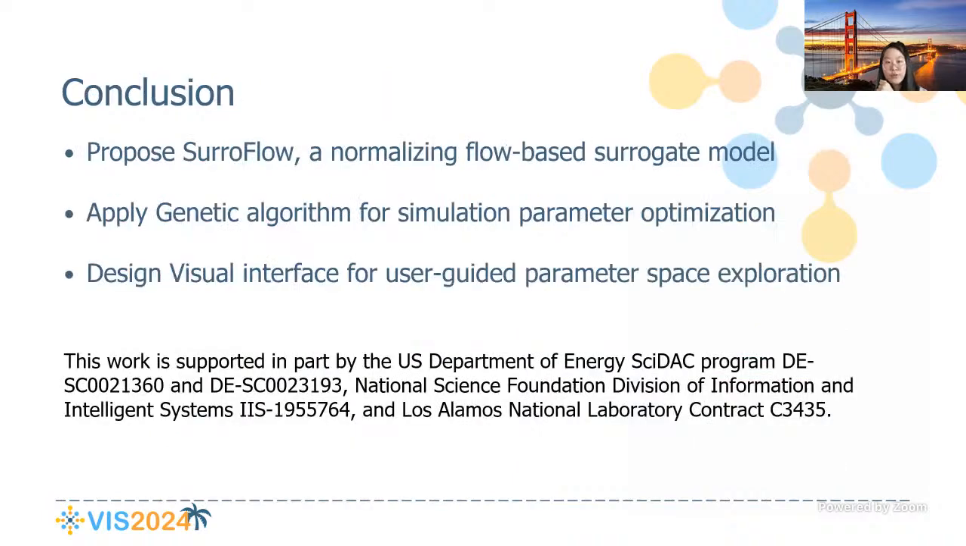So in conclusion, first, we propose SurroFlow, a normalizing flow-based surrogate model with bidirectional prediction and uncertainty quantification. Second, we apply the genetic algorithm for simulation parameter optimization. And third, we design a visual interface for user-guided parameter space exploration.